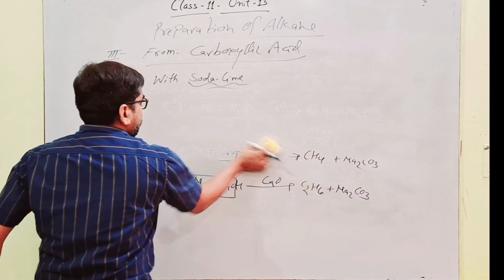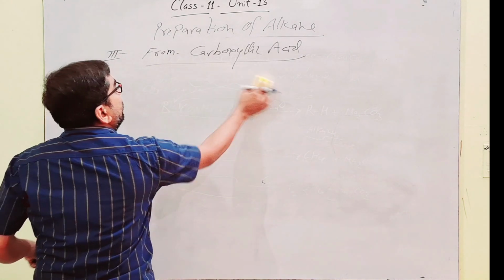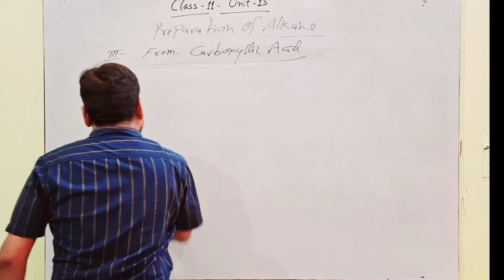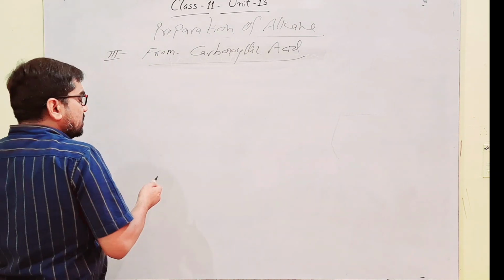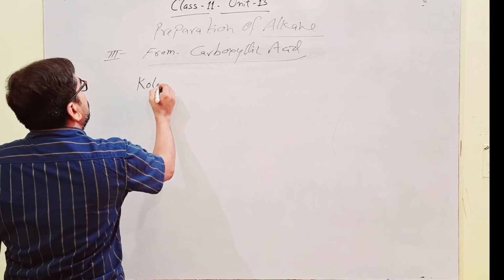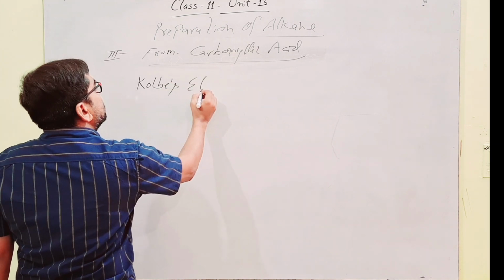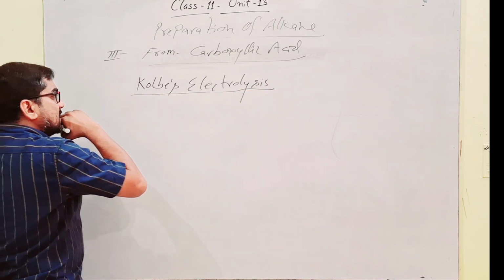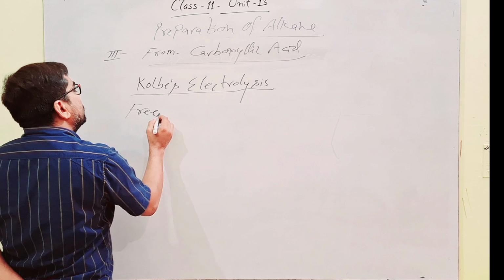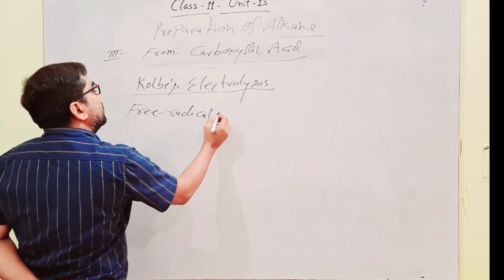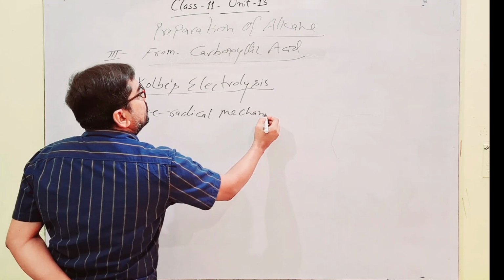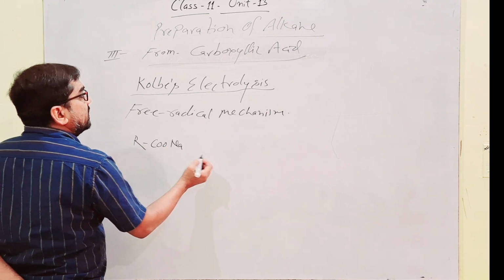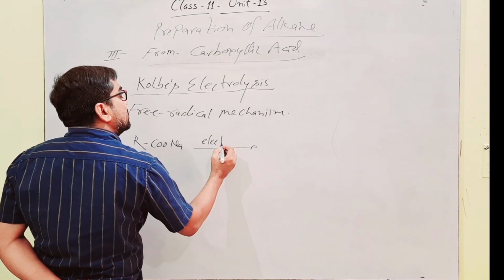Next, after the sodium salt of carboxylic acid, next is Kolbe electrolysis. Kolbe electrolysis is also carried out by free radical mechanism. This completes by free radical mechanism, Kolbe electrolysis, like RCOONa. Now electrolysis is carried out.